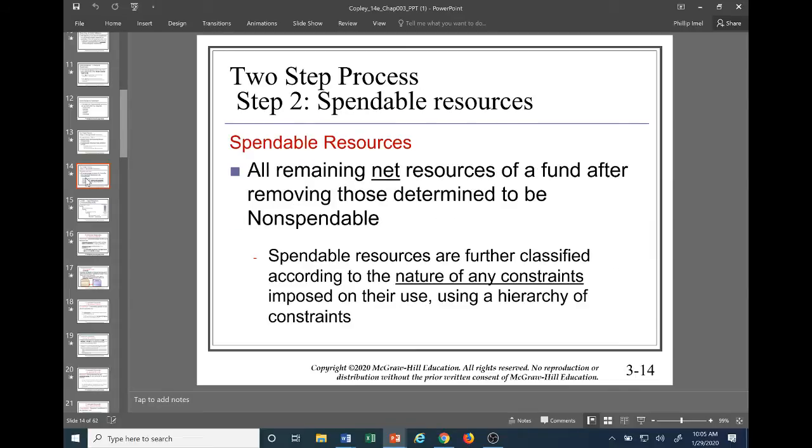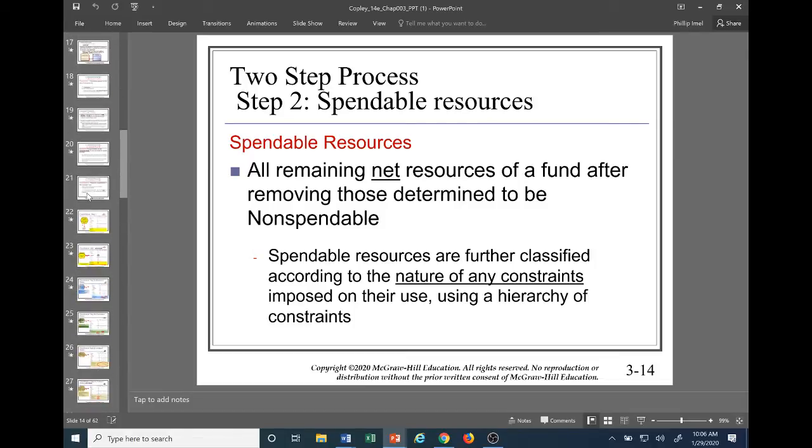Then we move on to step two of the two-step process, and obviously, if it doesn't fall in the non-spendable category, then it falls into the spendable resources. We recall that the spendable resources have four different categories with levels of constraints placed on them, moving from the restricted all the way down to the unassigned, right? So the spendable resources are going to fall in one of those four. So obviously all remaining net resources of a fund after removing those determined to be non-spendable are going to be spendable. As I said, they're going to be further classified. So there's our two-step process.